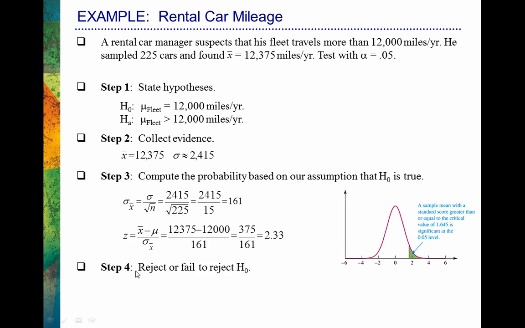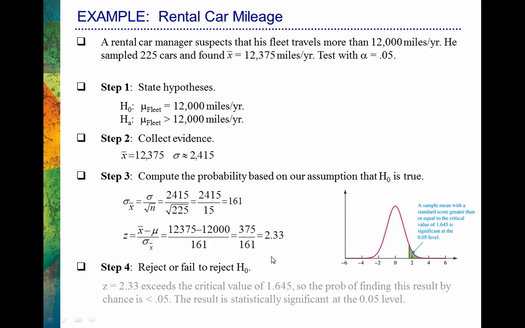Let's go ahead and formalize that in step 4. And be sure that you're getting down how I write this out in this formal way because it'll help you interpret the results come test time. So we found that z equals 2.33 clearly exceeds the critical value of 1.645. So the probability of finding this result by chance is less than 5%. In other words, the result is statistically significant at the 0.05 level.